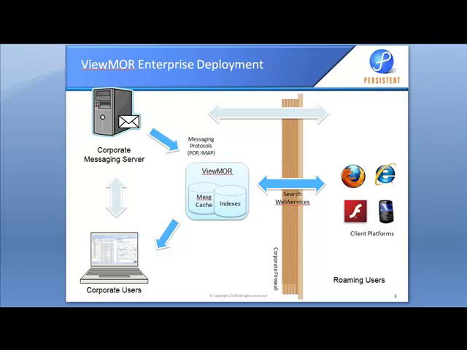This figure shows how ViewMOR can be deployed in a corporate scenario. On the left top is the corporate messaging server. This is the data source for ViewMOR. The ViewMOR server is in the middle. ViewMOR server reads the messaging data from the server and indexes it. For search, ViewMOR exposes the REST API to search this data. Thus the data is indexed.